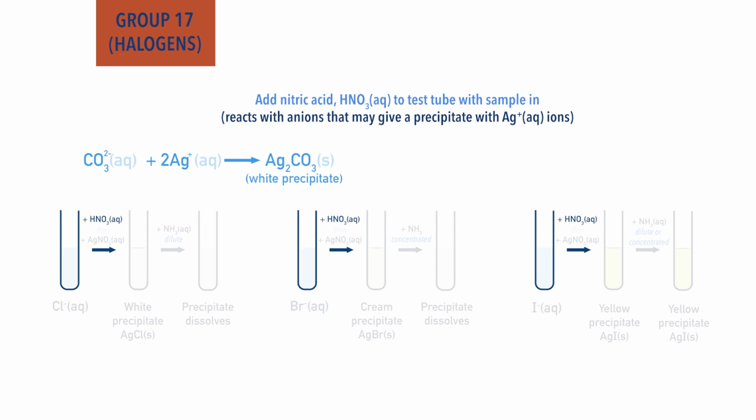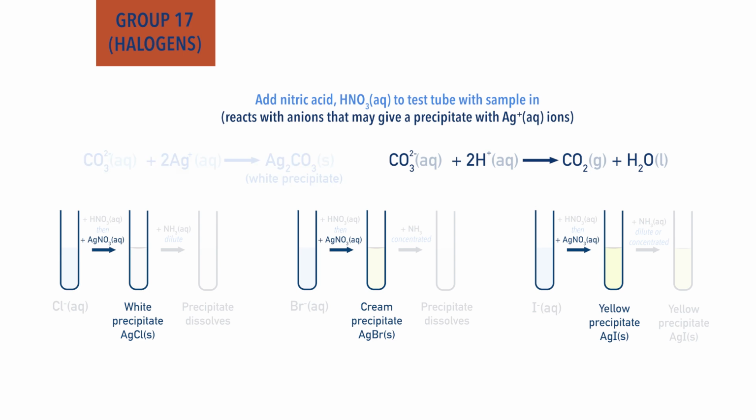By adding the nitric acid first, however, any carbonate ions present react with the nitric acid, forming carbon dioxide and water. This means when the silver nitrate solution gets added, silver carbonate can no longer form, and any precipitates that do form will be from the halide ions reacting with the silver nitrate.